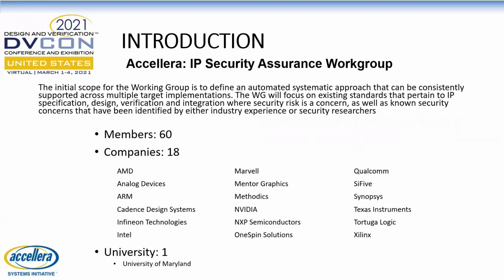The IPSA working group is currently made up of 18 companies, 1 university, and has a total of 60 participating members. The committee consists of large chip manufacturers, IP providers, IP integrators, and electronic design automation tool providers. The committee has a broad knowledge of security background that includes both research and industry experience.